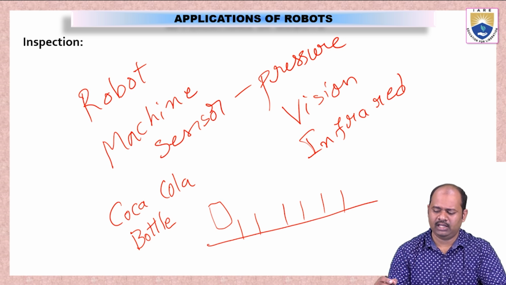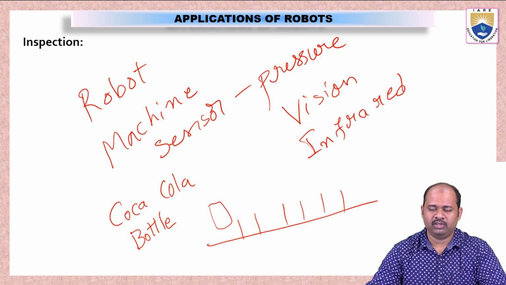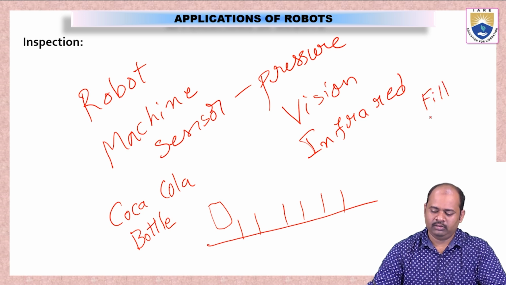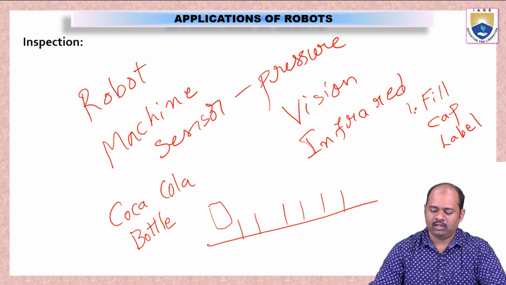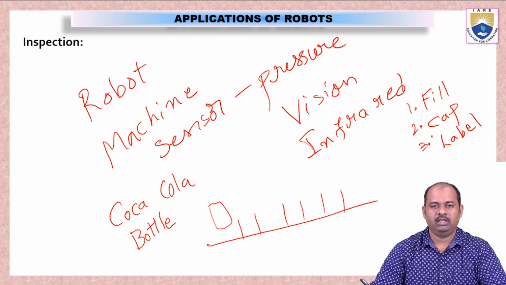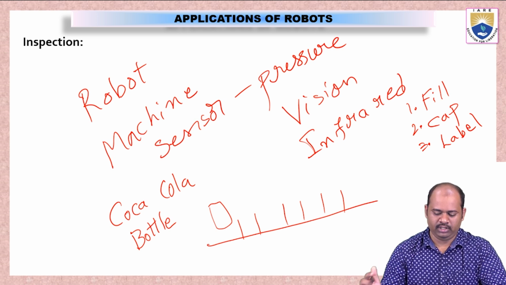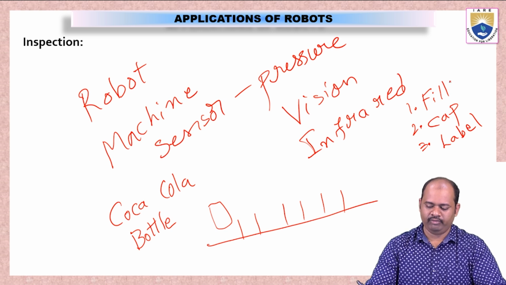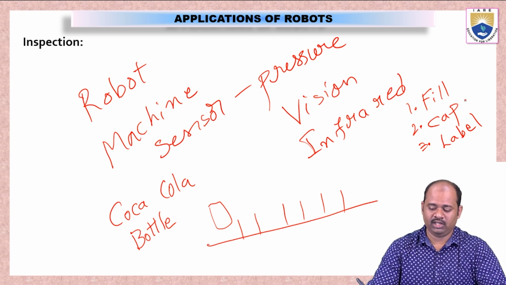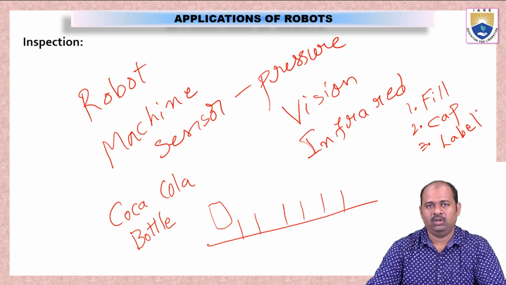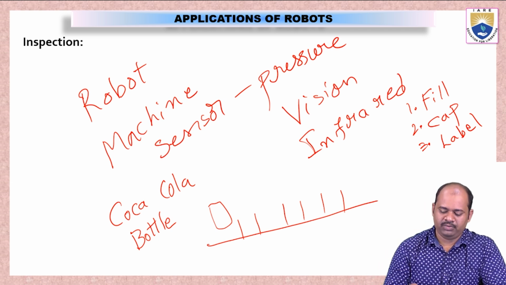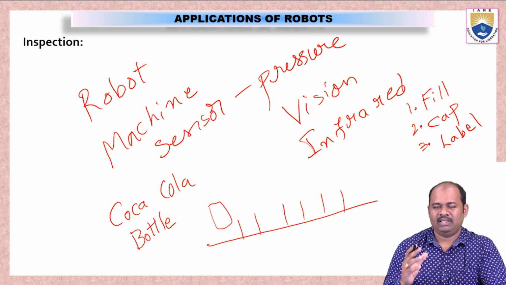or not. Suppose I am taking the example of three processes: filling the bottle, putting the cap on the bottle, and the third one is labeling the bottle. So these are the three operations I need to do on the assembly line of a Coca-Cola bottle manufacturing company. Now we'll see these different operations: filling the bottle, screwing the cap, and labeling the bottle in order to finish the product. Now what happens is we can place a sensor.